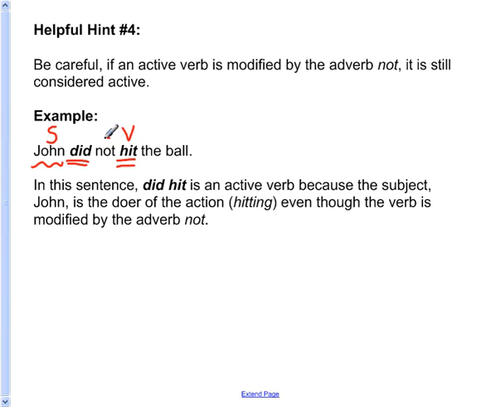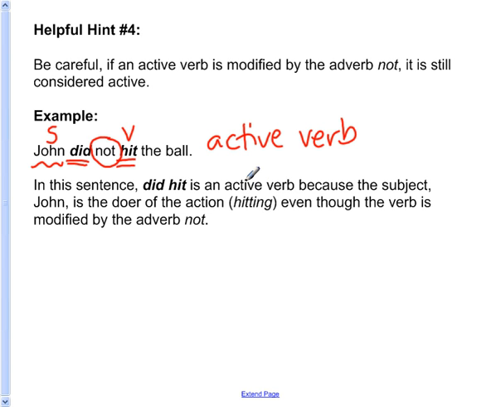Forget the word not. Okay? It's an adverb. It describes did hit. And in terms of meaning of the sentence, absolutely not is extremely important. However, in terms of figuring out whether this is an active or passive verb, try to forget the word not. So there's some hitting going on. Is John doing the hitting? Yes, the subject of the sentence is doing the hitting. So did not hit is considered an active verb.